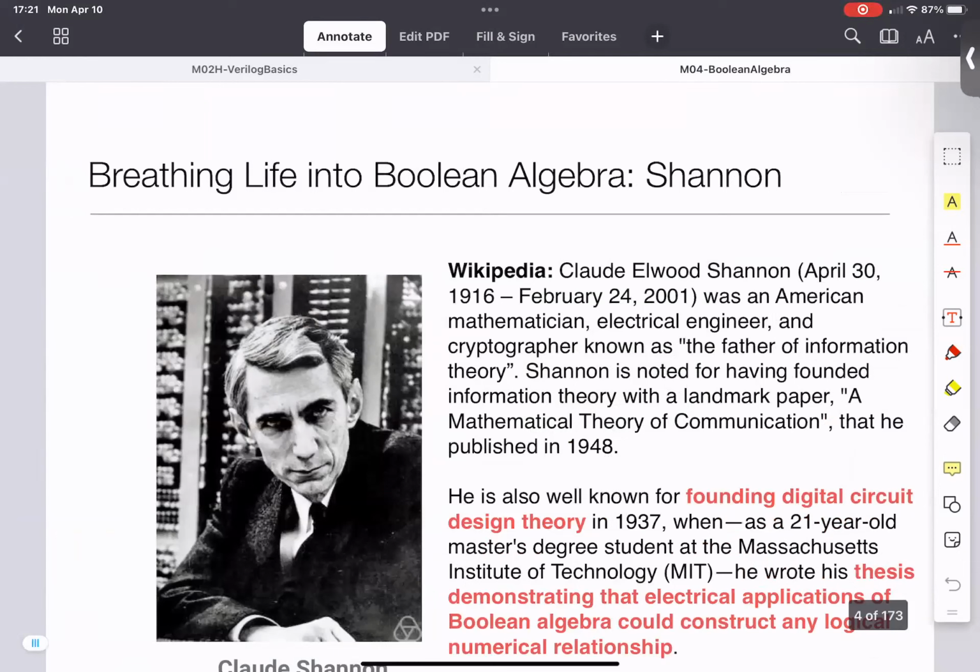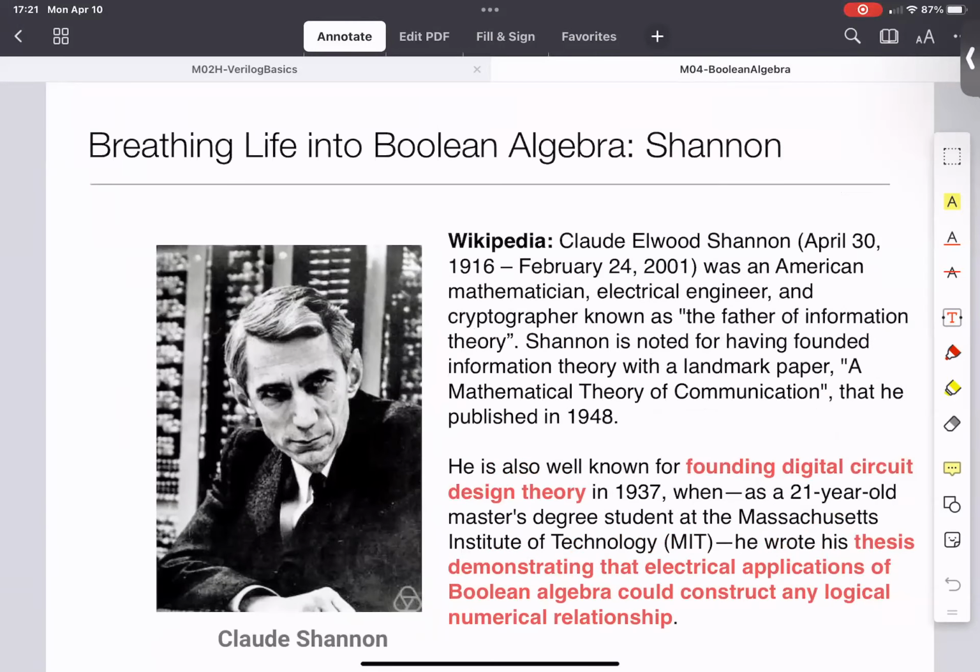The other, I guess, person in the story behind is a guy called Shannon. Again, I'm pretty sure at least some of you have heard of his name, because he's the guy who gave us information theory, Shannon information theory. He also formalized cryptography, and did a lot of other cool stuff.